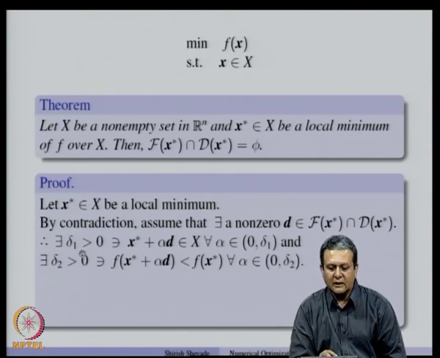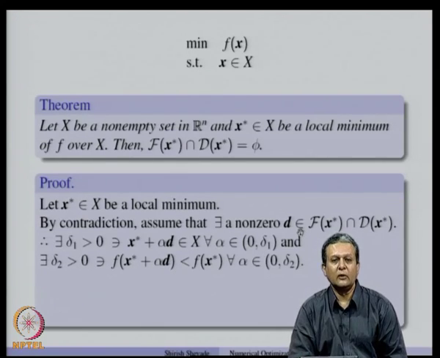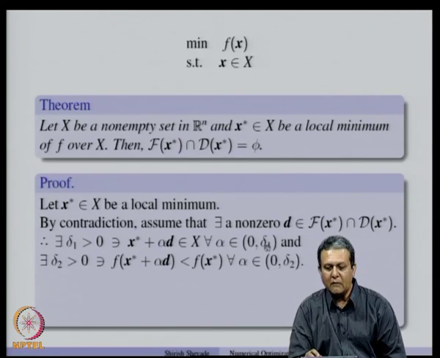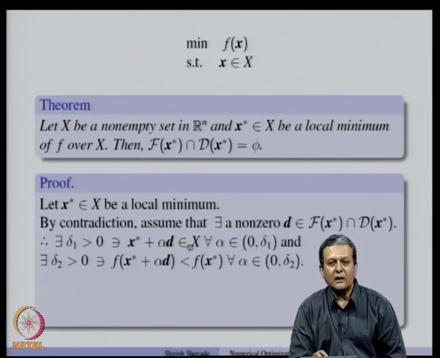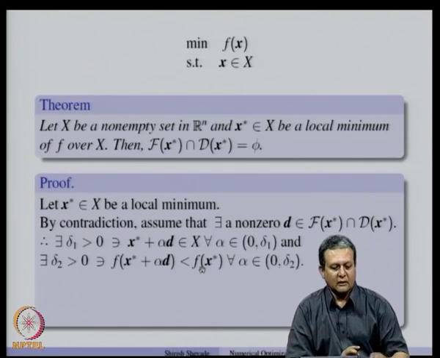So, there exists delta 1 such that the direction D is feasible, and there exists delta 2 such that the direction D is also a descent direction. Now, if you take a minimum of delta 1 and delta 2, then you can see that along the direction D, as long as alpha is in the range 0 to minimum of delta 1 and delta 2, x star plus alpha D always belongs to X, and f of x star plus alpha D is less than f of x star.